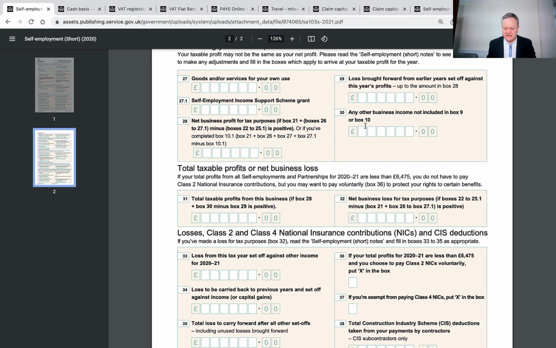Move over to this side of the screen. So loss brought forward from earlier years and any other loss of business income. I'm going to ignore the box number 30, but box 29 is a big one. When people do their self-employment tax return, sometimes they try and do it rushed. 31st of January, right? If you're waiting to do your tax return until now, you are probably not going to have all the information available to you to be tax efficient. You are going to be rushing.